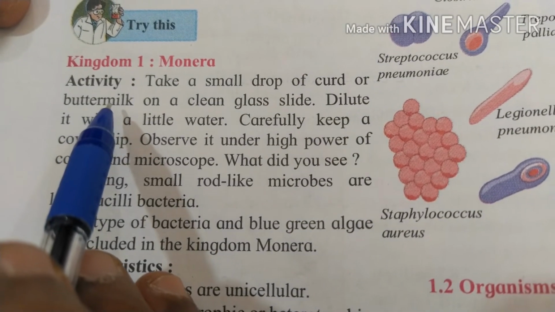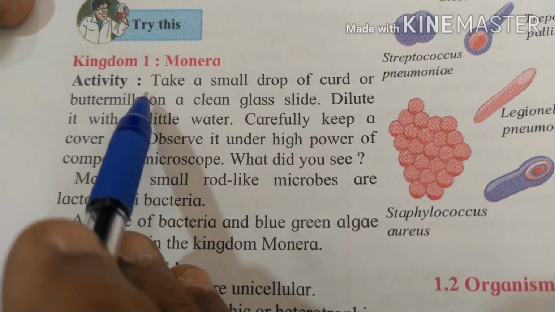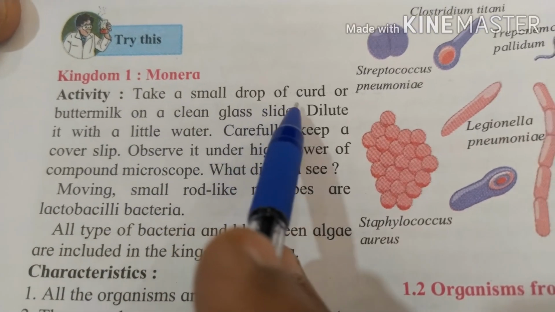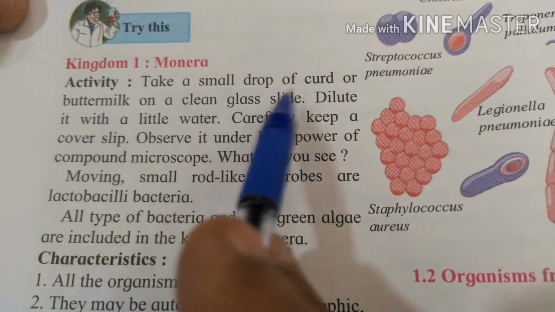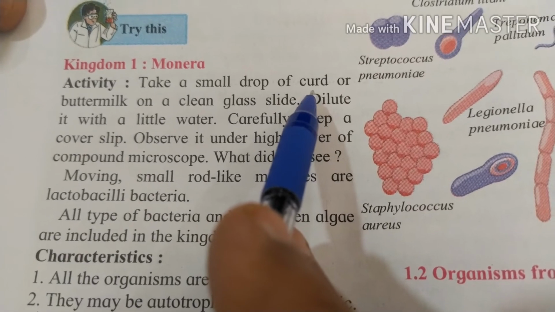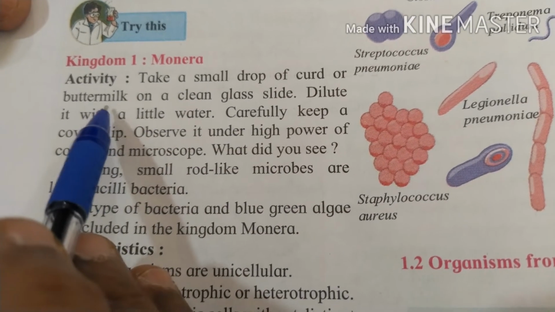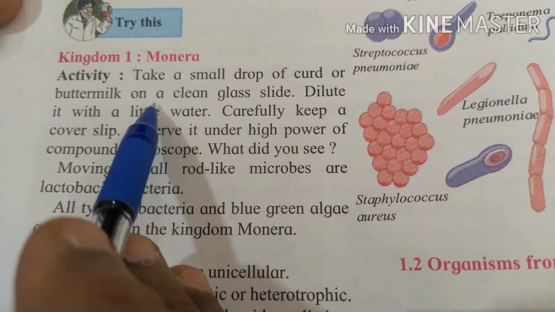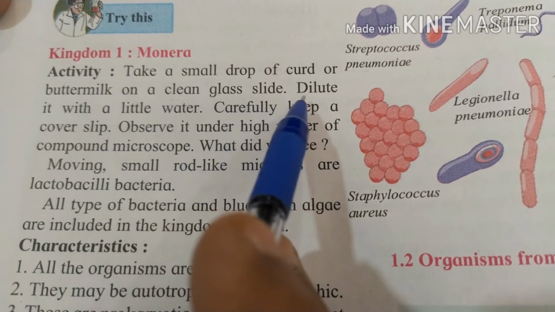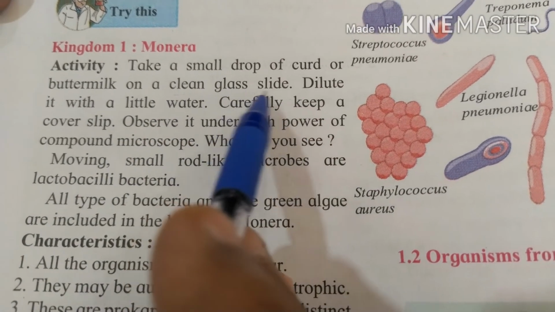Now to understand this concept clearly, one activity is given here. Take a small drop of curd or buttermilk. You know curd, what is curd? That is dahi. It is called dahi in Hindi. So we have to take a small drop of curd on a clean glass slide, a glass piece.